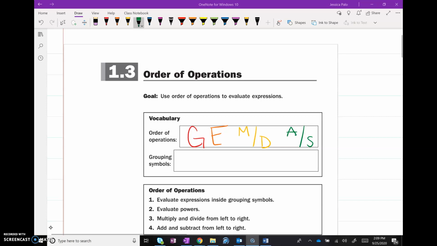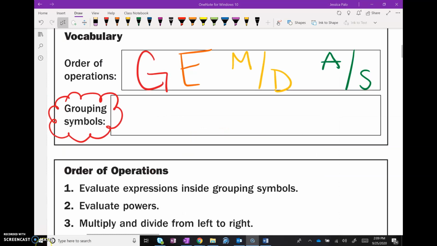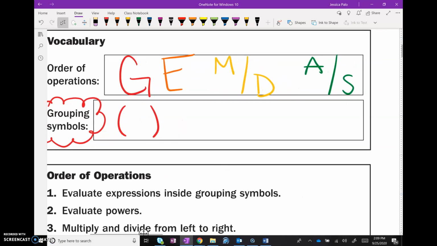The only thing that is different is the G, which brings us to our next vocabulary word, grouping symbols. In the past, the only grouping symbols that you knew were parentheses, hence the P. But now we are going to be seeing other grouping symbols like brackets, and even fraction bars are considered grouping symbols now.